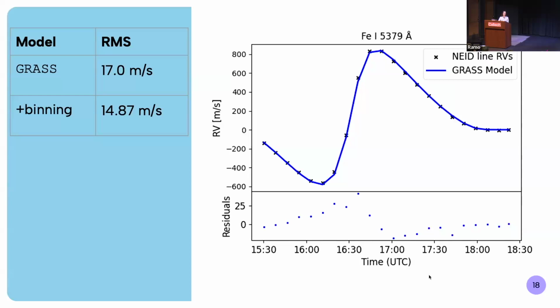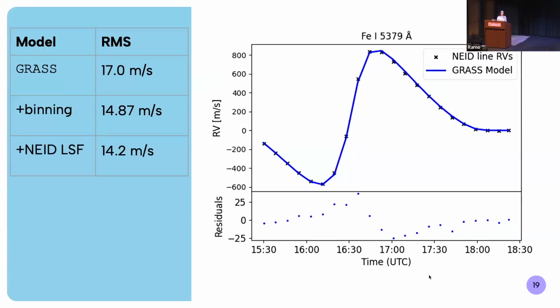The NUID line spread function is more of a mixture between a top hat and a Gaussian. So I've updated that convolution, and in doing so, we get a further drop in our residuals. And this is just a more direct comparison between the data and the model. This is all fantastic. In our residuals, we got a reduction of around 3 meters per second.